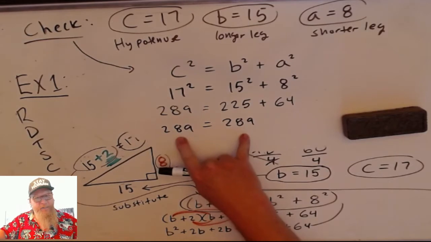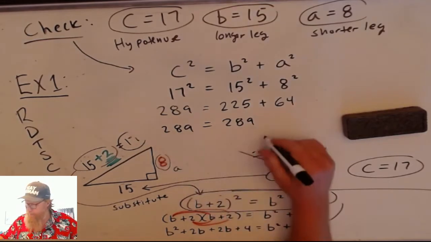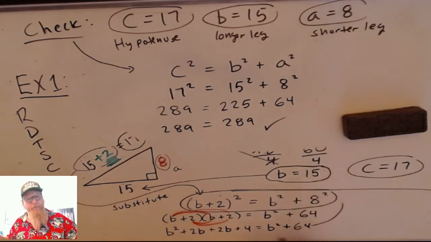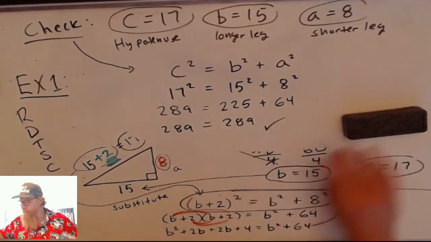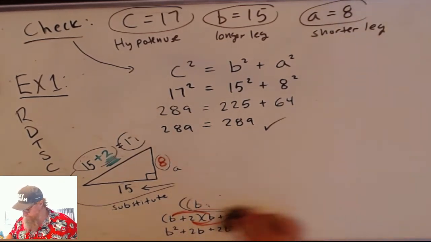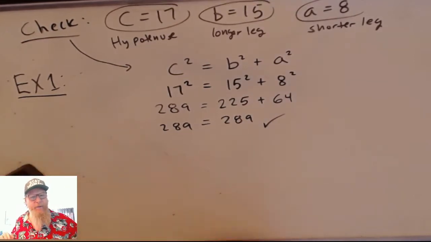If these sides do not equal each other, these values do not equal each other, then you must have made a mistake. But we didn't. It's good. So it checks out. Very good. All right, I don't know about you, but I feel better now. I had a rough go of it yesterday. But today, starting off fresh.